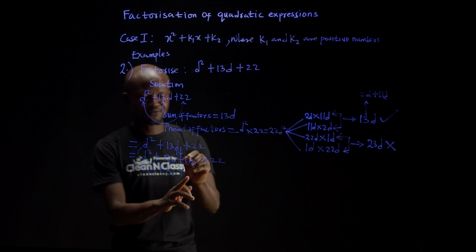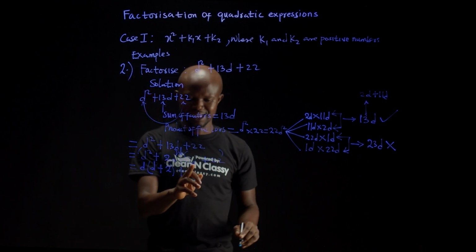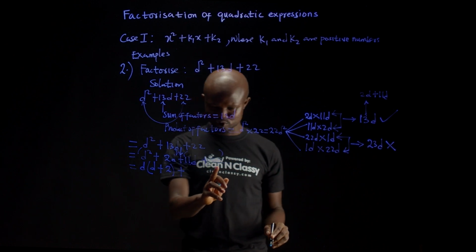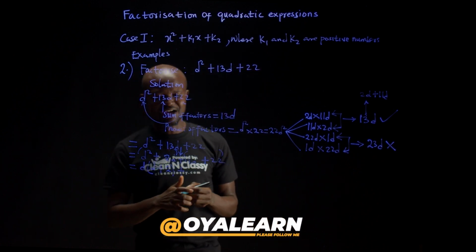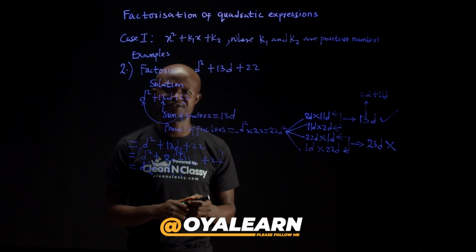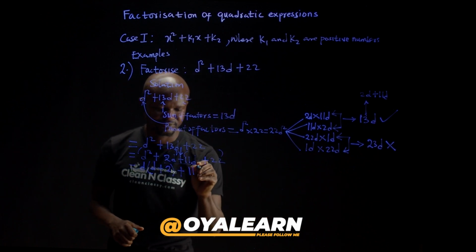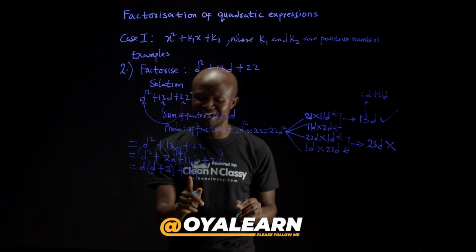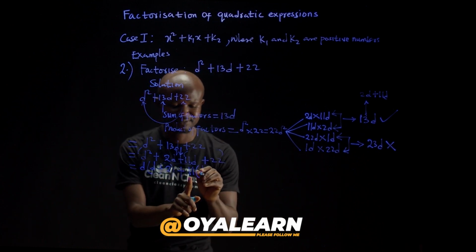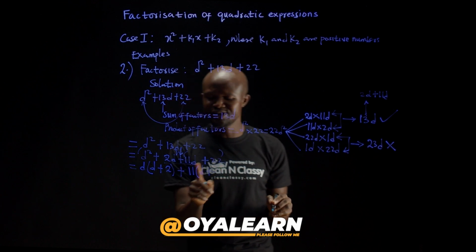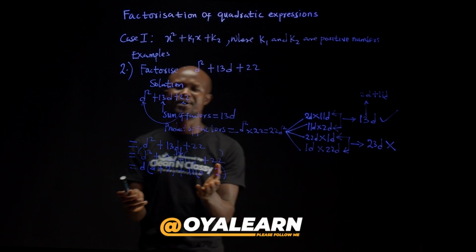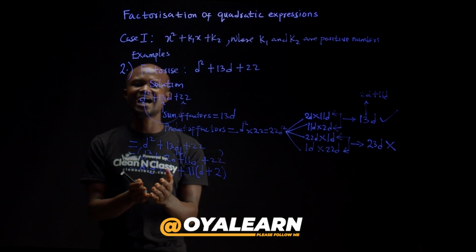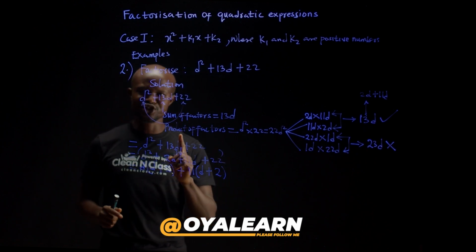Plus, now for the last two, 11d plus 22. That is the last two terms. Now, 11d and 22, what is the highest common factor? That's 11. 11d divided by 11, what will you have? d. 22 divided by 11, what will you have? 2.